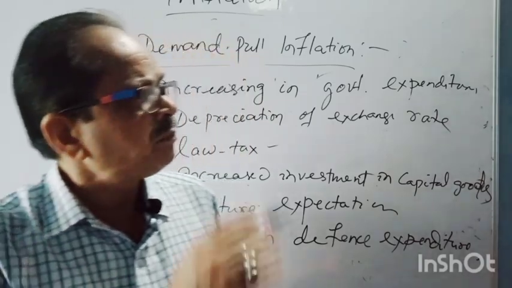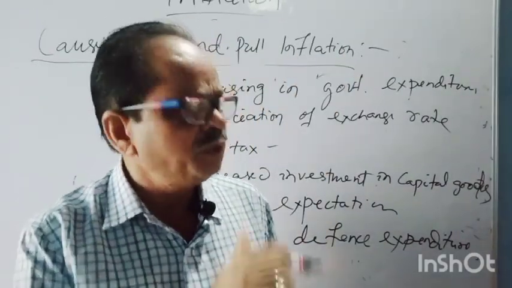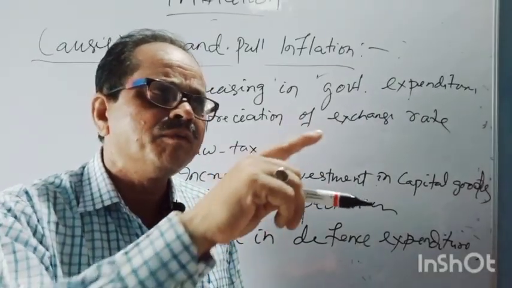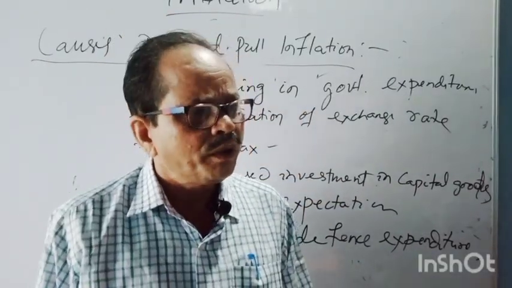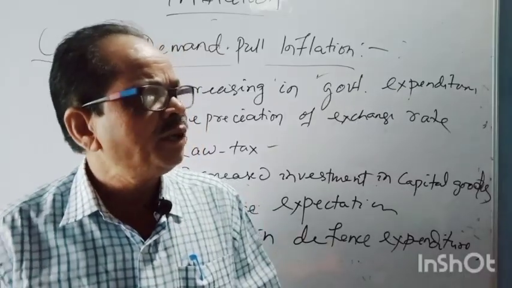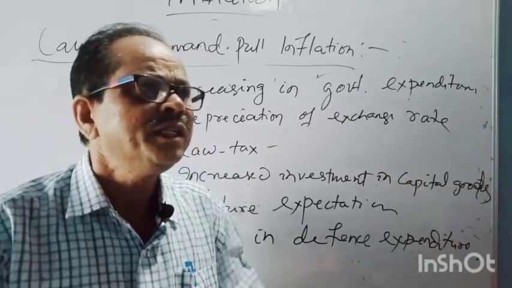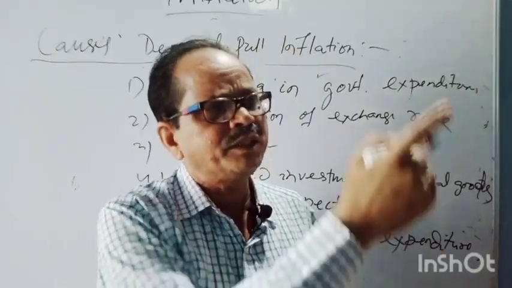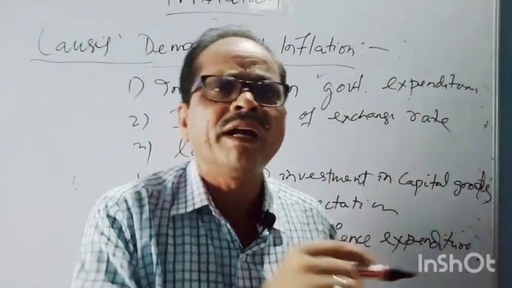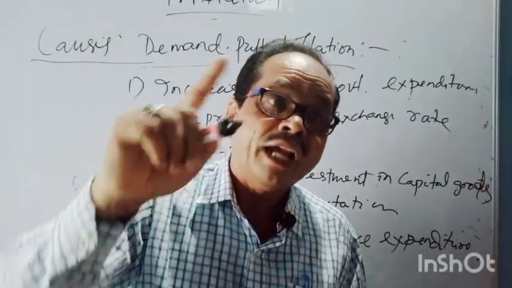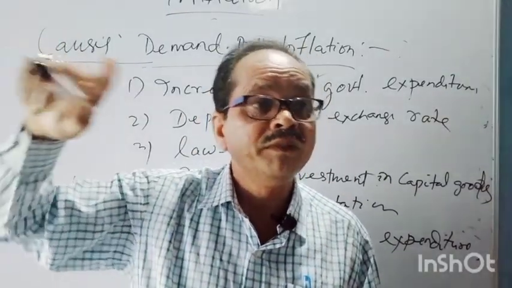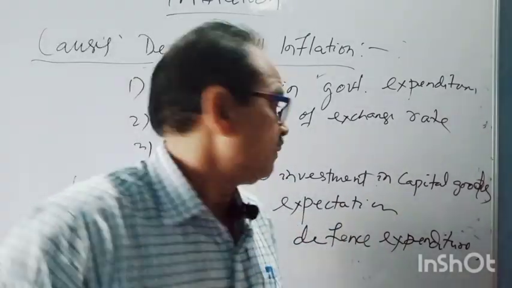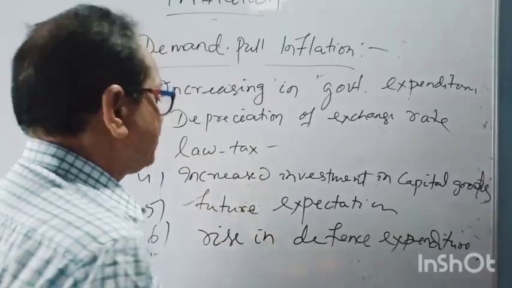Sometimes when the price rises more and more continuously, people expect that the price will rise more in future, so at present they demand more and more because the price will rise higher and higher in future. So when the price rises, people also demand more of the commodity because they expect that the future price will rise higher and higher. That is the future expectation.